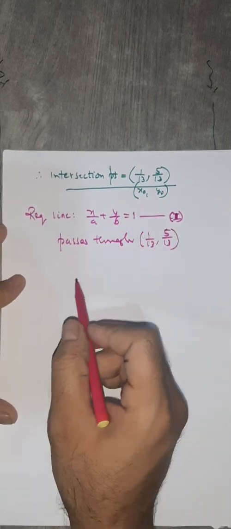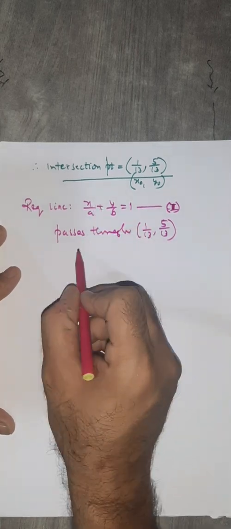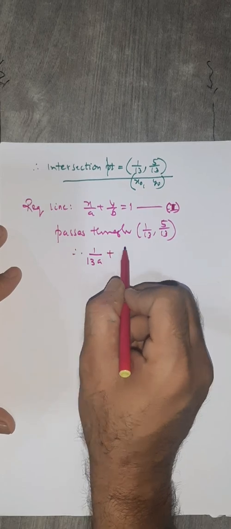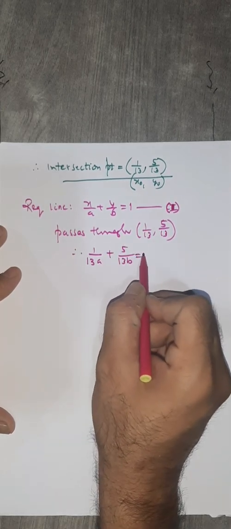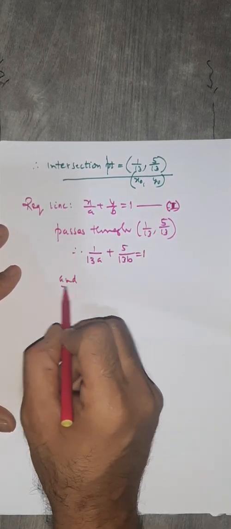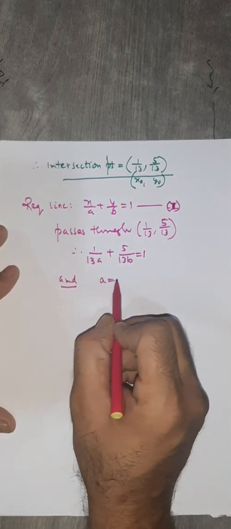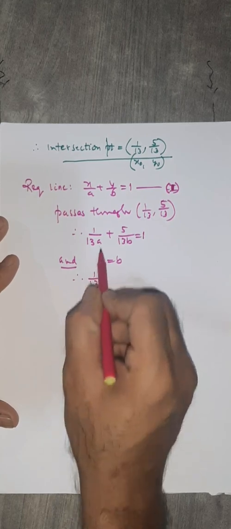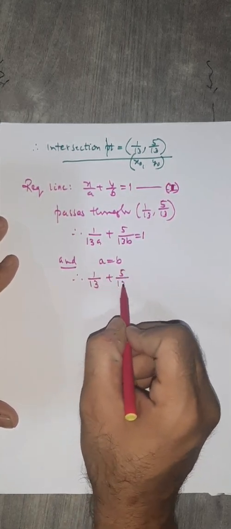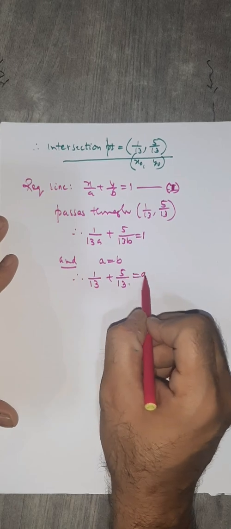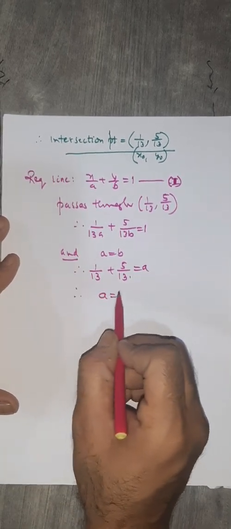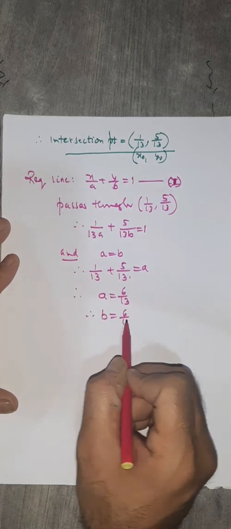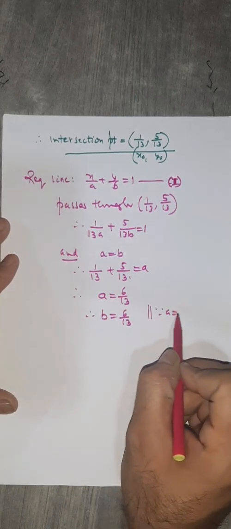Such questions we did earlier, I suppose. So it will satisfy this equation. So I'll get 1 upon 13a plus 5 upon 13b equals 1. And you are also given that it makes equal intercepts, therefore a equals b. So just put a equals b here. So 1 upon 13, 5 upon 13, this is a, I'll take on the other side. So what's the value of a? 6 by 13. And therefore b is also 6 by 13, because you have a equals b in the data.